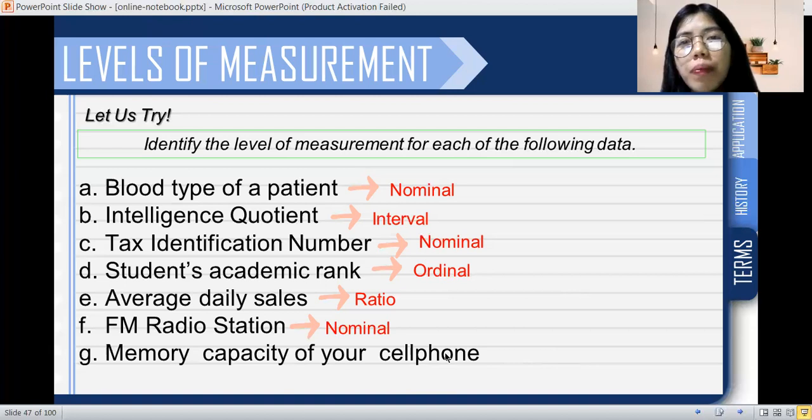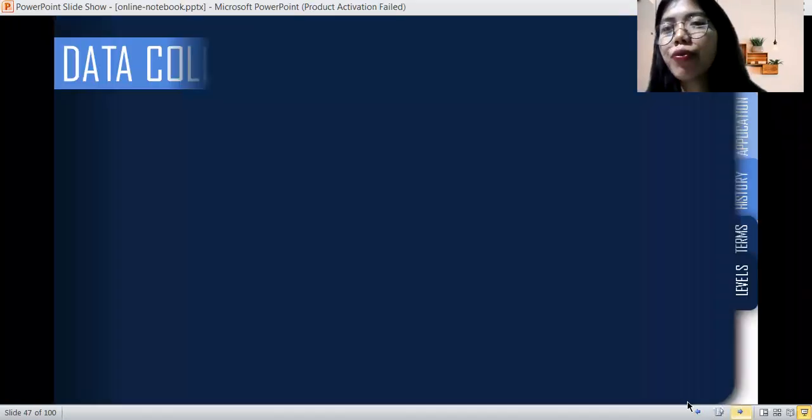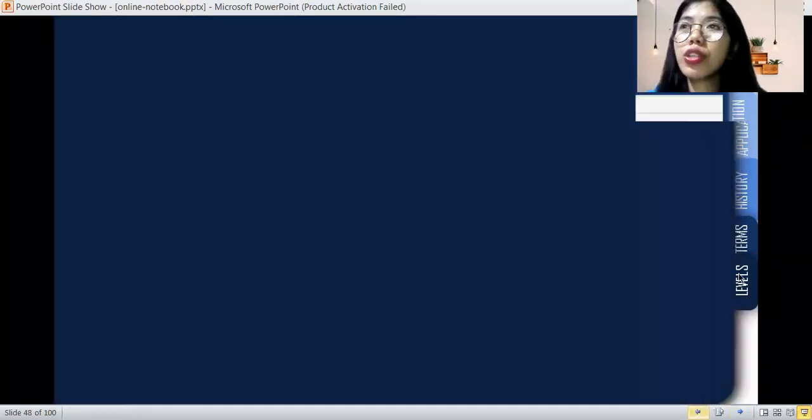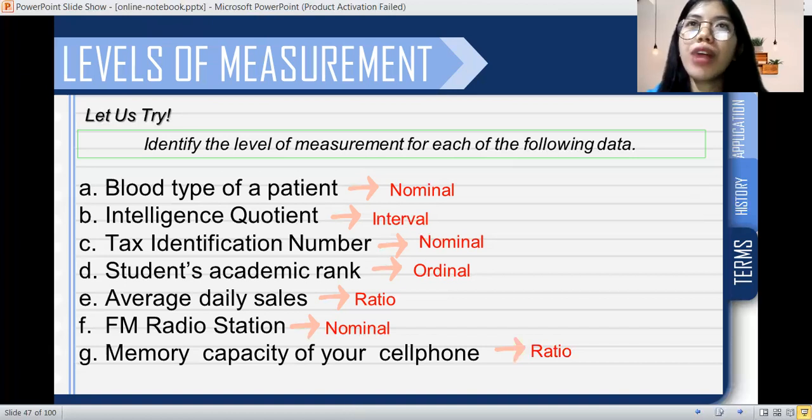And for the memory capacity of your phone naman is ratio. So, bakit ratio? Pwedeng yung 0 mo, kapag sinabing 0 na yung memory capacity ng phone, ibig sabihin, hindi na siya pwedeng malagyan pa ng mga apps. 0 na. Wala na siyang space. Ganyan. So, yun po. I think that's it for the levels of measurement. I hope you understand this part.